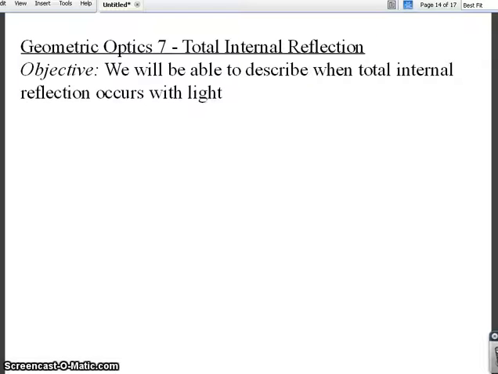Good morning, class, and welcome to this lesson on Geometric Optics 7, Total Internal Reflection. Today we will be able to describe when total internal reflection occurs with light. So let's define that first.